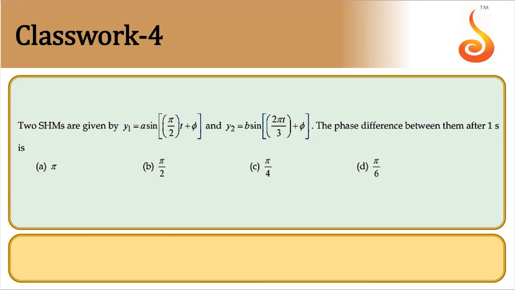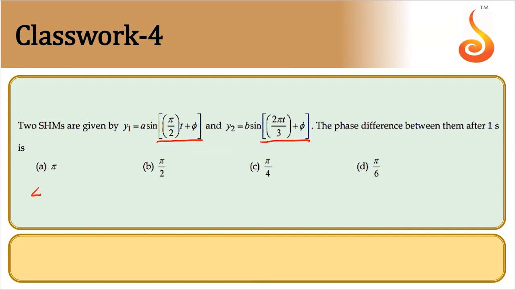Two SHMs are given by y1 equals a sine of pi by 2 into t plus 5, y2 equals b sine of 2 pi t by 3 plus 5. Phase difference between them after 1 second is. See, mathematically phase means this entire thing. So take their difference, that will give you phase difference.